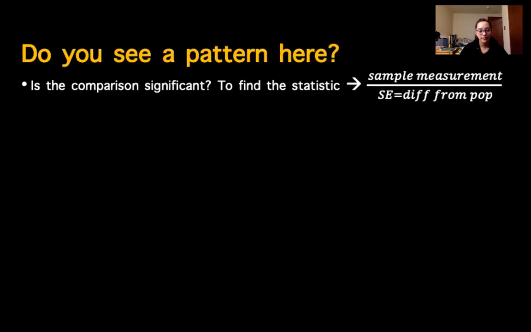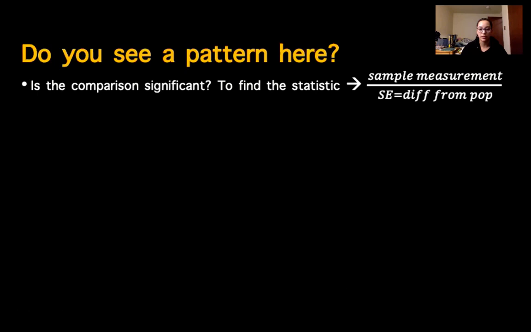Last slide. I just want you guys to notice that there's a pattern that we keep having with this whole statistical inference stuff, where we have some sample characteristic in the numerator, and then we have the standard error, which is basically telling us what the deviation from the population mean is. So we are inferring sample onto population by using this pattern here.